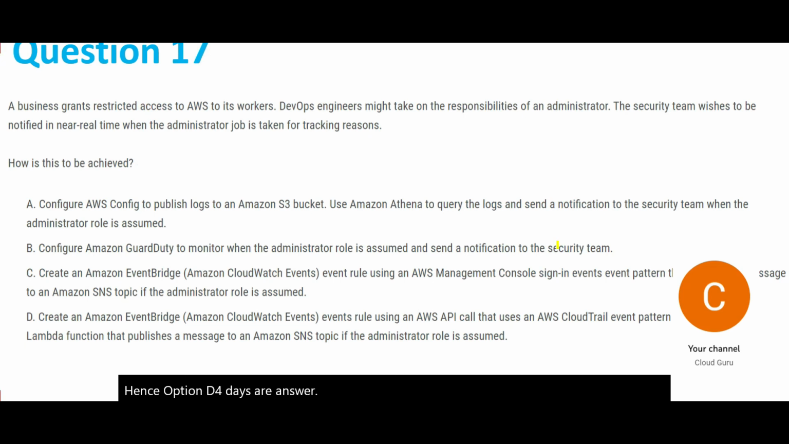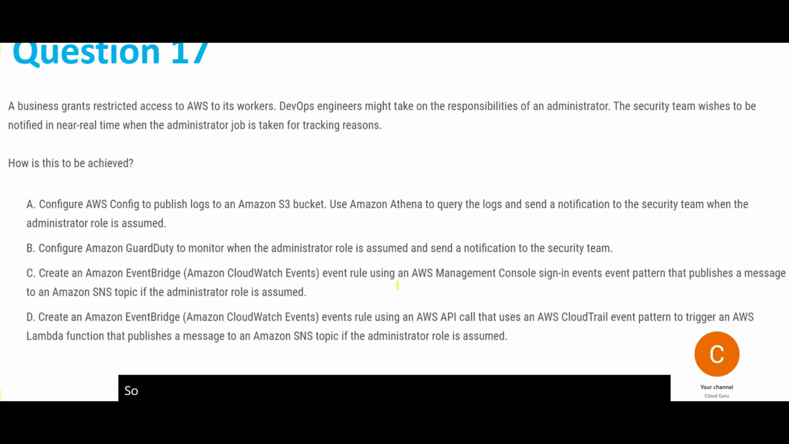Let's look at this question, a big question. The question is not big, but the options look big. What this question is asking is, a business has granted restricted access to AWS to its workers, and a DevOps engineer might take on the responsibilities of administrators. It's simple. Like today, you are a DevOps engineer, and you may have to take on additional responsibilities of an administrator. But if you do that, then the security team would like to know when you are doing that on a real time basis. That means some sort of automated alert should go to them.